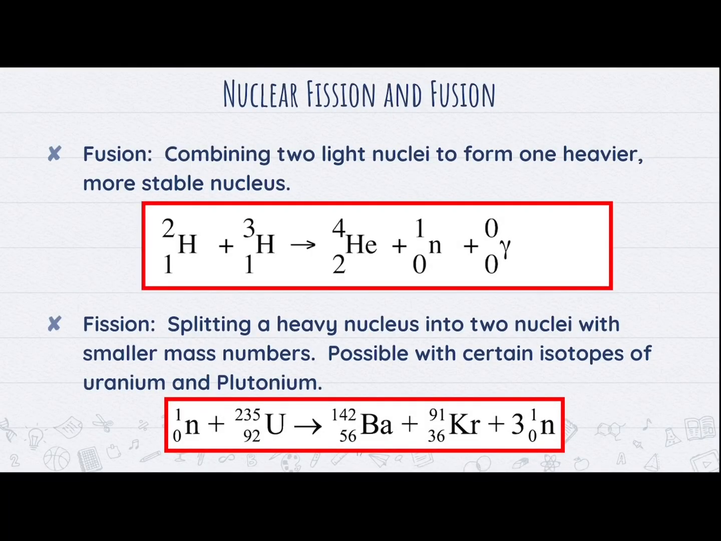Next, we are talking about nuclear fission and fusion. Fusion is combining two light nuclei to form one heavier, more stable nucleus. So that's written out here. Fission is splitting a heavy nucleus into two nuclei with smaller mass numbers. Possible with certain types of isotopes of uranium and of plutonium.